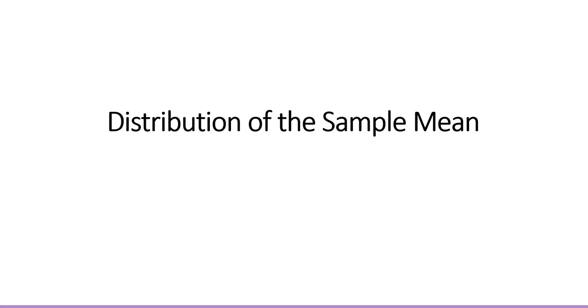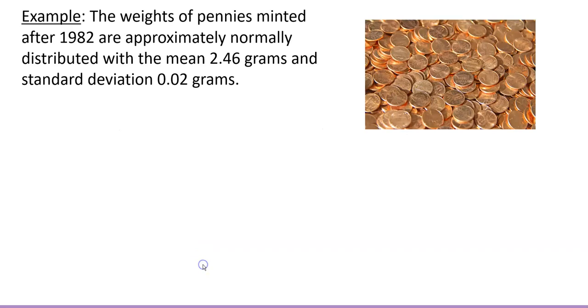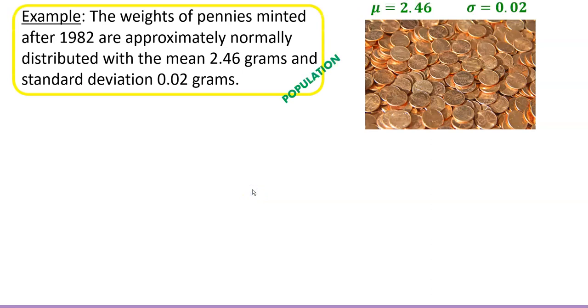In this video, we're going to talk about the distribution of the sample mean. Let's consider the following example. The weights of pennies minted after 1982 are approximately normally distributed, with the mean 2.46 grams and standard deviation 0.02 grams. So that describes the population.